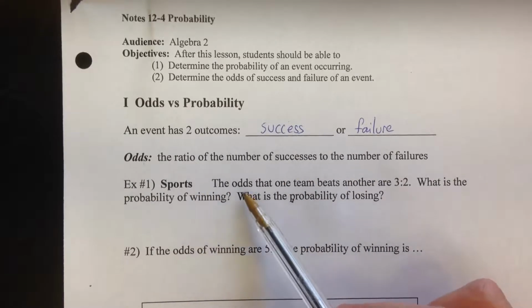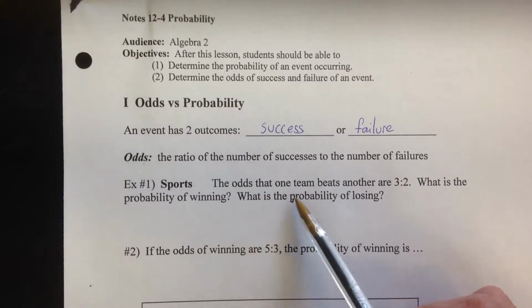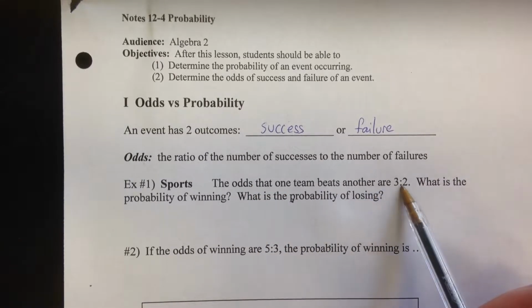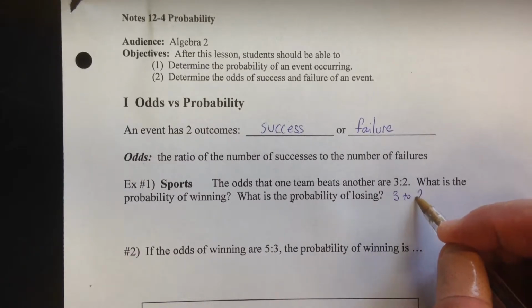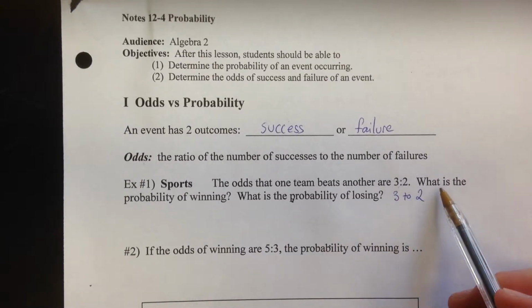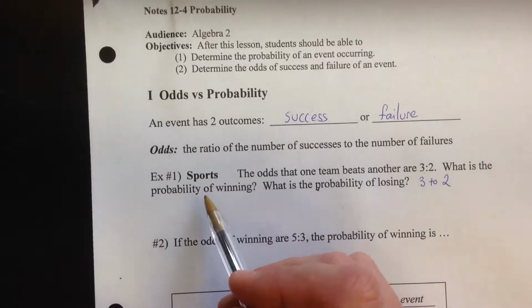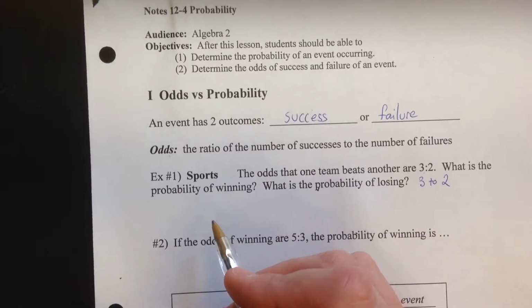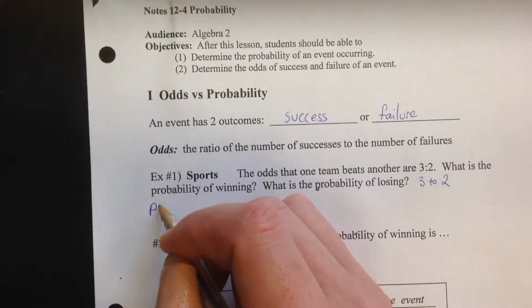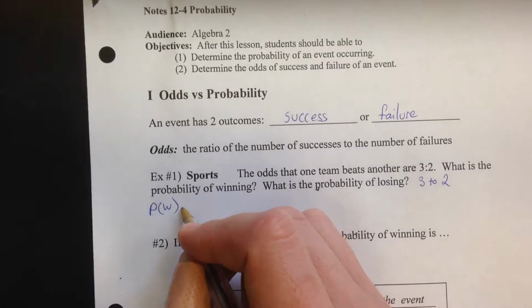So in sports, you may see the odds of a game, of a match. The odds that one team beats another are 3:2. And the way that we actually read that is 3 to 2 when you have that colon. What is the probability of winning? Well, the probability of winning is not the fraction 3/2. It's actually going to be, and I'm going to say PW, so that's the probability of winning.